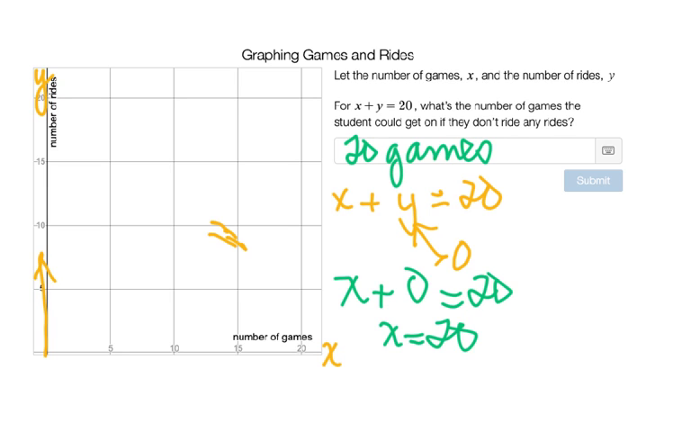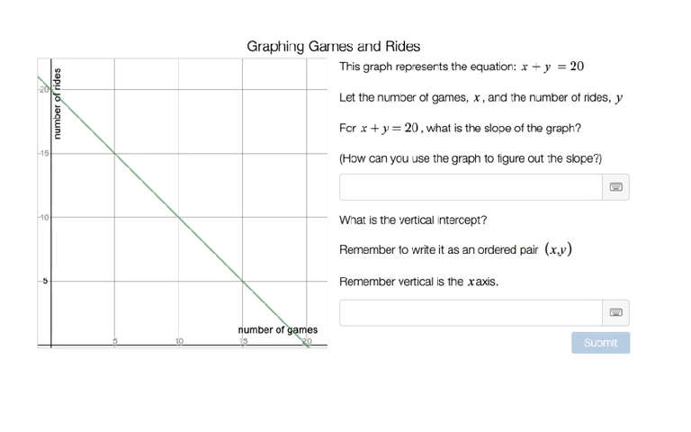All right, so again, I want to remind you that x plus y equals 20 means I've got $20 to spend. That's what it means. All right, let's go on. Now there's the equation, and there's the graph of the equation. So it's saying that this graph represents x plus y is equal to 20.